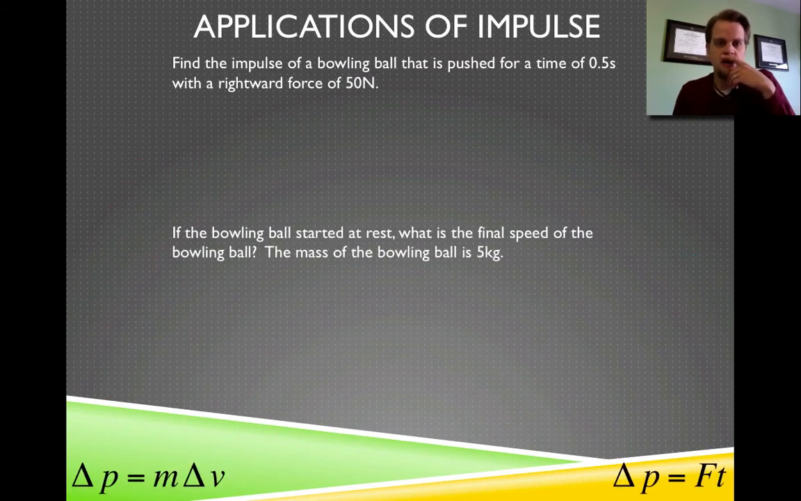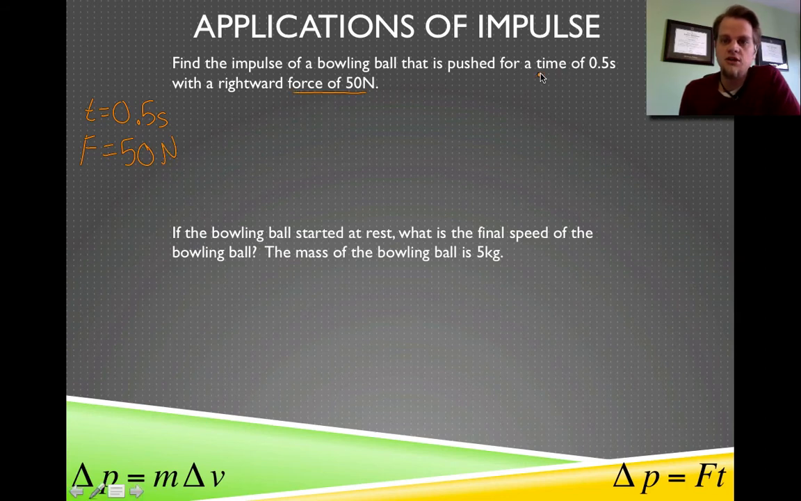I might have to put this on another slide, but let's do an example. Find the impulse of a bowling ball that is pushed for a time of half a second with a rightward force of 50 newtons. All right, so what do we know? We know that it's pushed for a time of 0.5 seconds. We also know that it had a force of 50 newtons. Those would be our givens. Now the question is to find the impulse. We are looking for impulse, so we write delta P equals question mark.